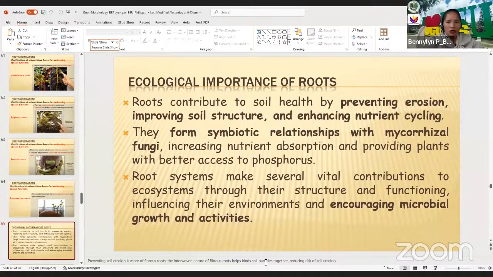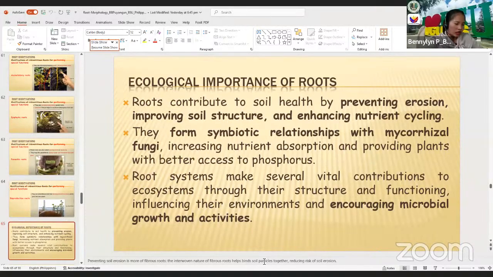When we say preventing soil erosion, mostly the fibrous roots are the ones that have the main contribution to preventing soil erosion. So take note that when the soil is exposed to rain and extreme weather conditions without the roots or the covering, erosion will be faster or enhanced. Improving the soil structure, in the sense that the block-like or the plate-like structure of the soil will be granulated with the help of the root structure, like in the fibrous roots.